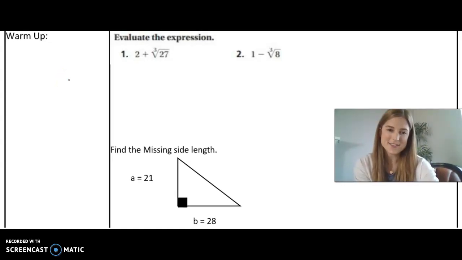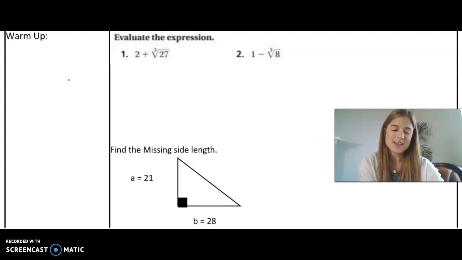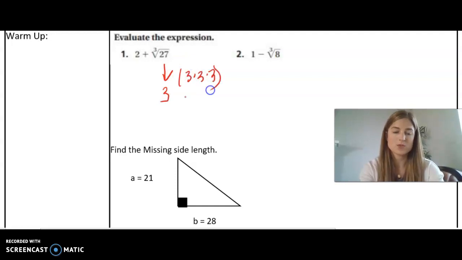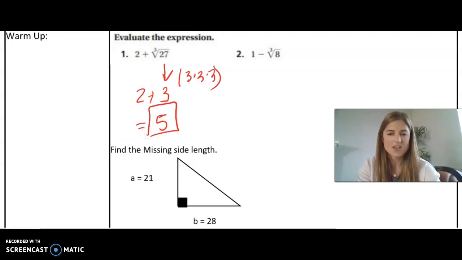All right, so let's give this a good try. If you guys wrote down the cubes last time when we did 15.3, this will be very helpful for number 1 and 2. So I'm going to start with the cube root of 27. And I know that that is 3 because 3 times 3 times 3 equals 27. And then I'm going to add that to 2 with an answer of 5. Easy peasy.